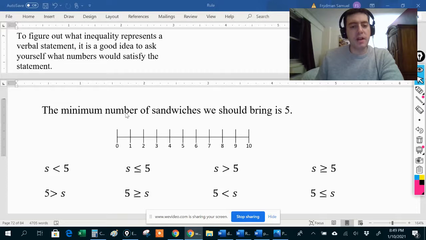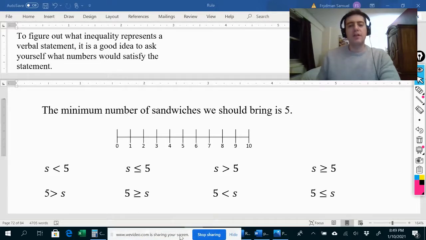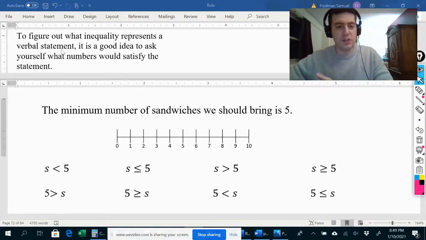The minimum number of sandwiches we should bring is 5. The minimum number of sandwiches is 5. That means that 5 is the lowest number that we can bring. If we bring anything less than that, then some people will go hungry. So we're going to follow this strategy and ask ourselves, if the minimum number of sandwiches is 5, then is it okay to bring exactly 5 sandwiches?